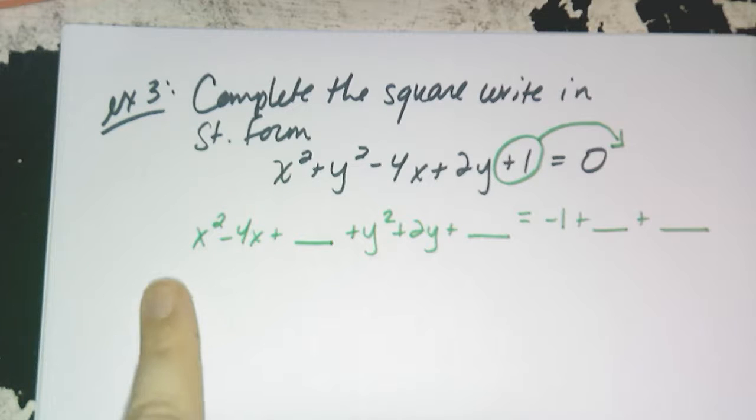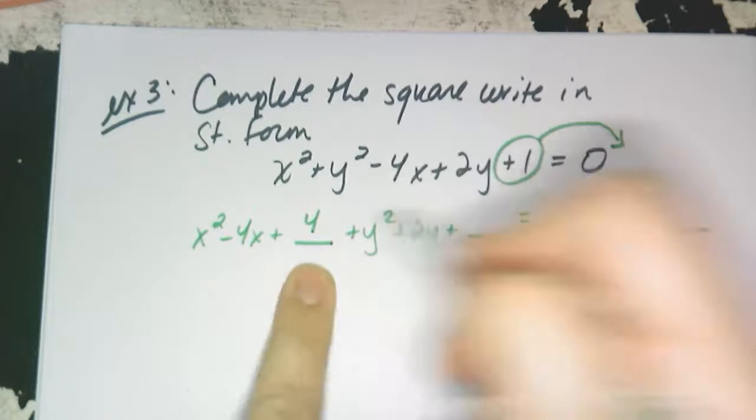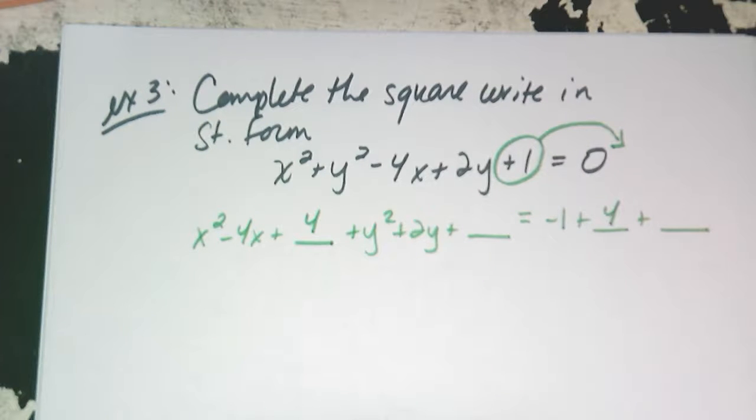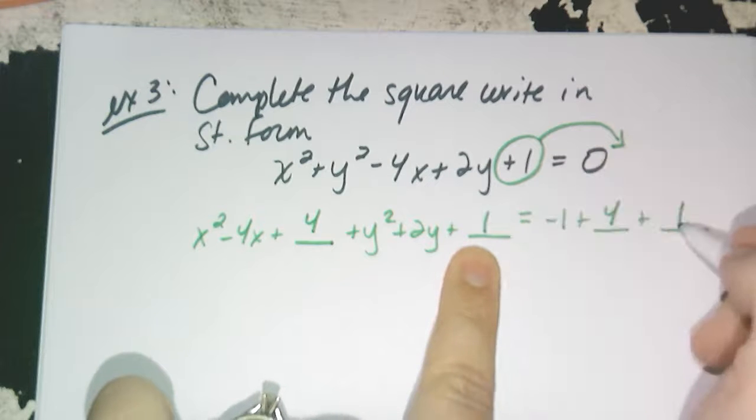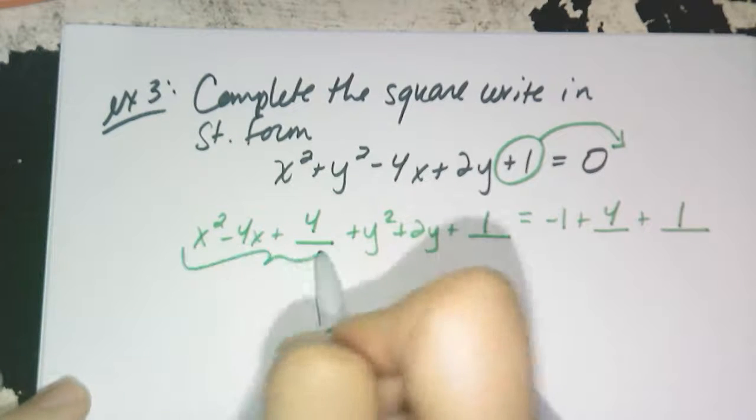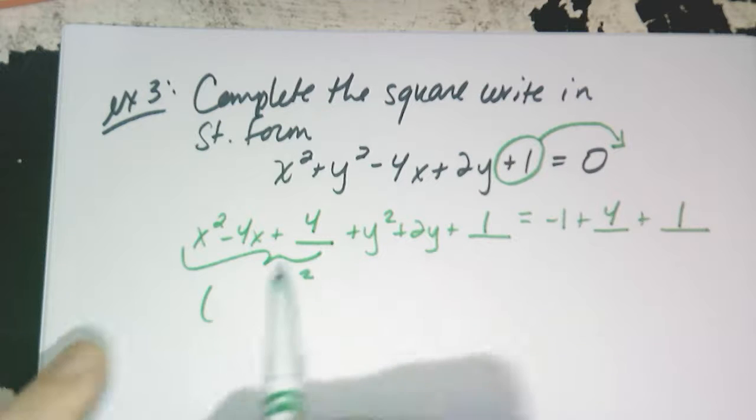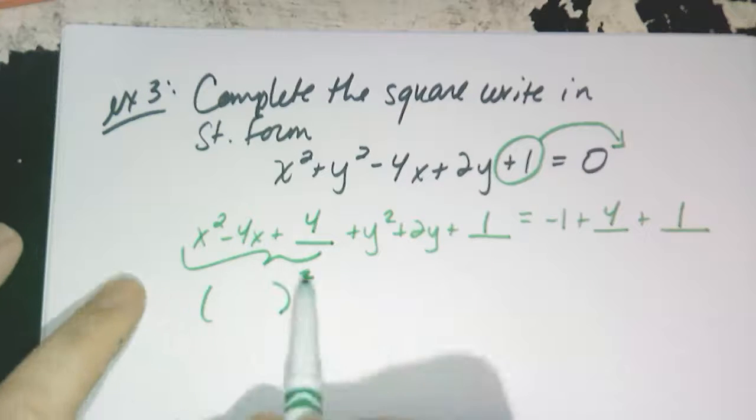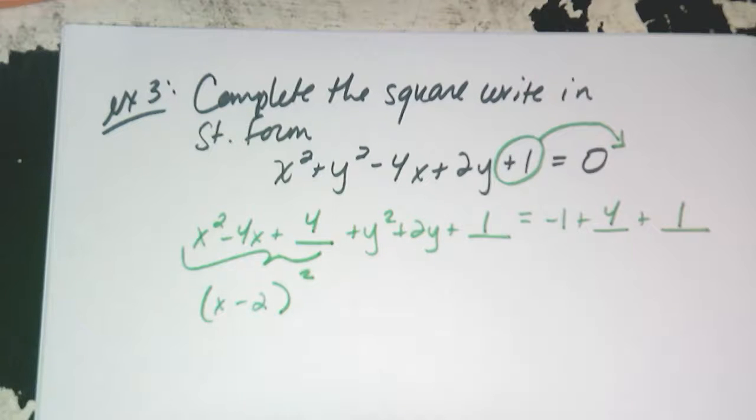All right, so you half the middle and square it. What's half of -4 squared? Put it here and put it here. Half the middle here squared is what? 1. Here, here. This then is a trinomial that can actually be written as a perfect binomial. What would this factor into? X minus 2 times x minus 2, so we write it as x minus 2 squared.